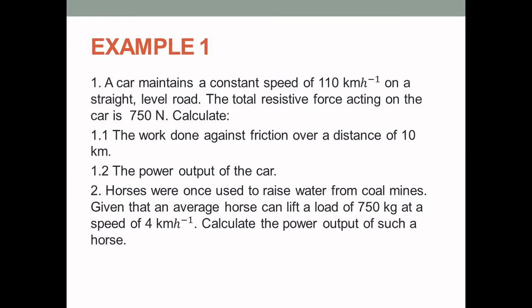Let's consider here the first example. It says a car maintains a constant speed of 110 kilometers per hour on a straight level road. The total resistive force acting on the car is 750 newtons. We need to calculate the work done against friction over a distance of 10 kilometers. Okay, let's do that together quickly.